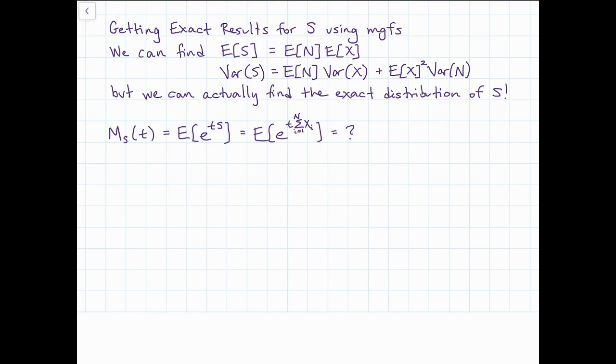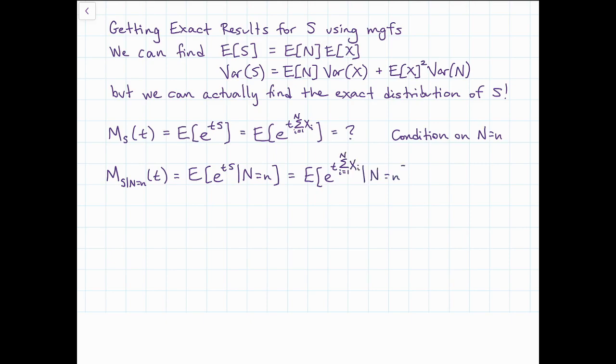And again, we're not sure what to do with this because we have so many random variables going on there. We've got capital N and all of those Xi's all mixed together. So what can we do? We can use the same trick as before. We'll condition on capital N equals little n and see what we get. So we can have the conditional moment generating function, which is the expected value of e to the tS given N equals little n, sub in the definition of S there, and then manipulate it as before.